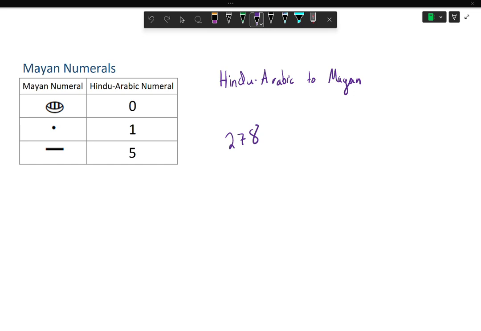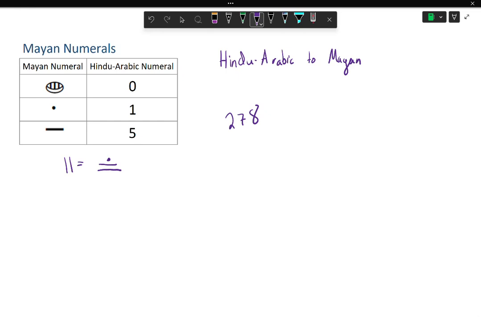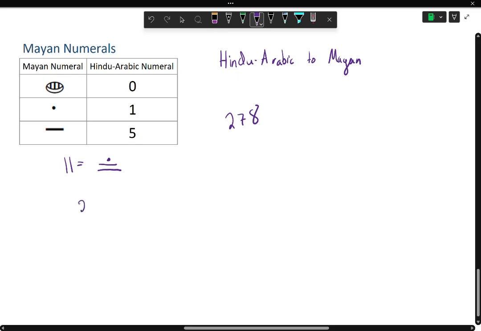All right, now we get to do this backwards, going from Hindu Arabic numbers to Mayan numbers. Now, smaller numbers are easy. I could write 11. Hey, that's 2 5s and 1 more. Not bad. But let's talk about a number like 278. Since Mayans worked in base 20, we want to divide 278 by 20.